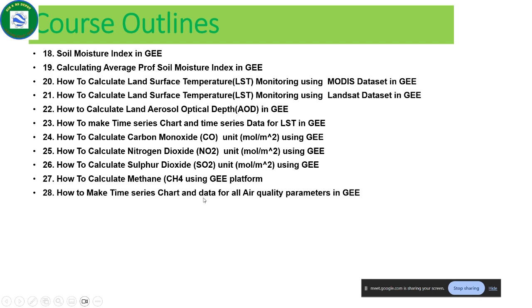Then how to make a hillshade map, a slope map, and an aspect map using different datasets in Google Earth Engine.